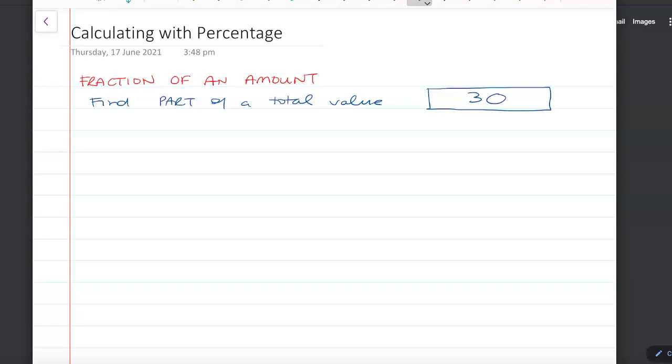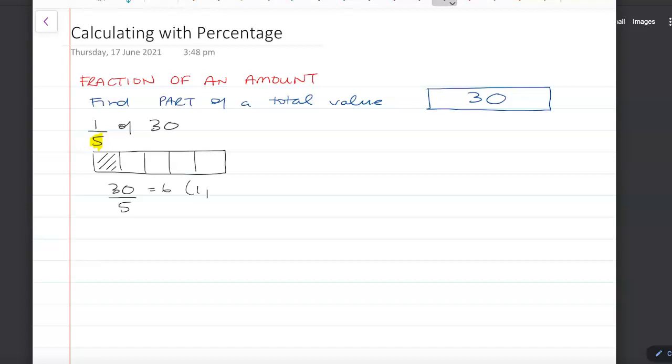So let's consider finding 1/5 of 30. Visually, this means if we take our total value of 30, we want to cut it into 5 equal pieces and we want to take just one of them. So if we think about this, we're simply saying get 30 and divide it into 5 equal pieces because of our denominator, which will give us 6. That means one part is worth 6. So all of these parts here individually are worth 6. We want to take one part of them, so 1/5 of 30 would be 6.